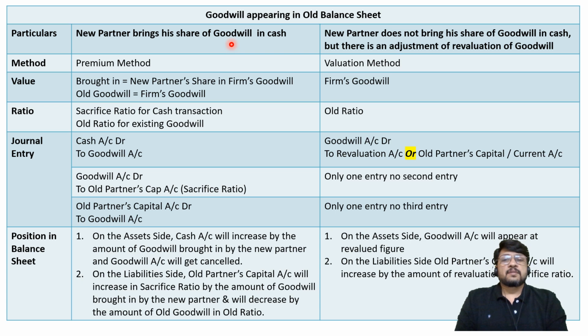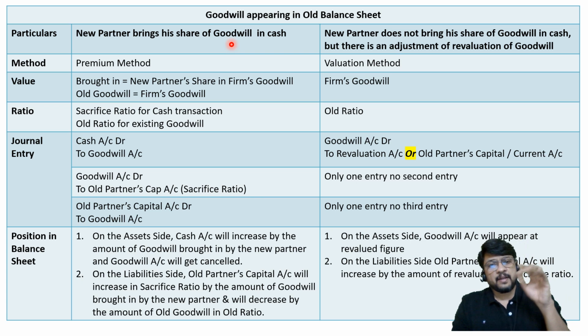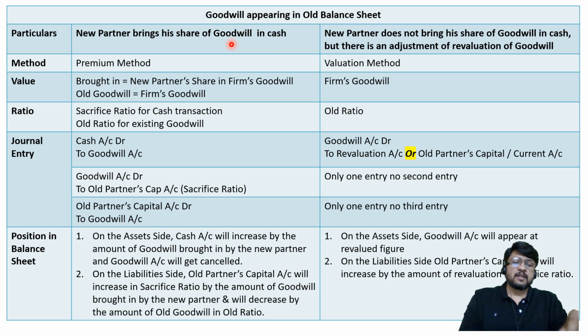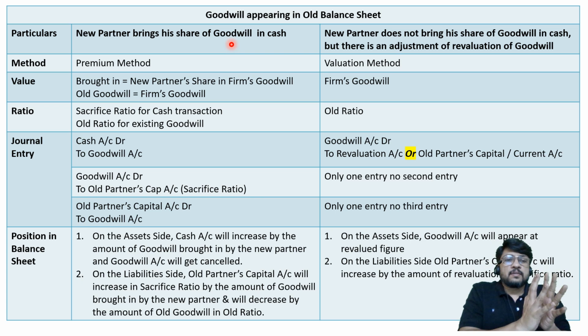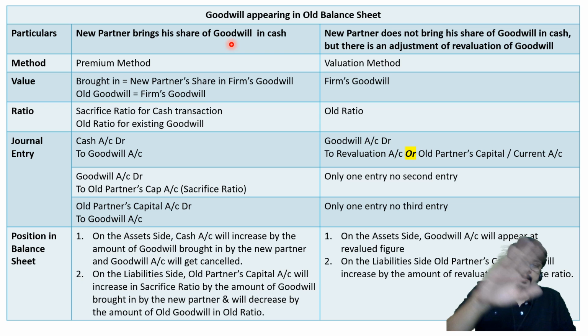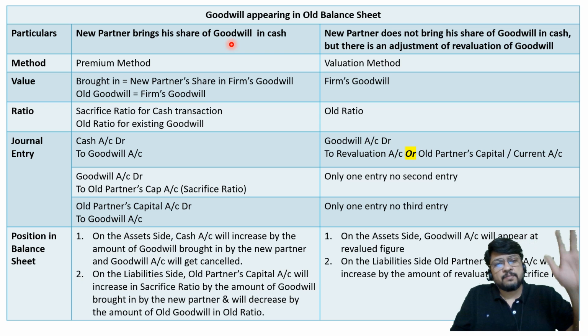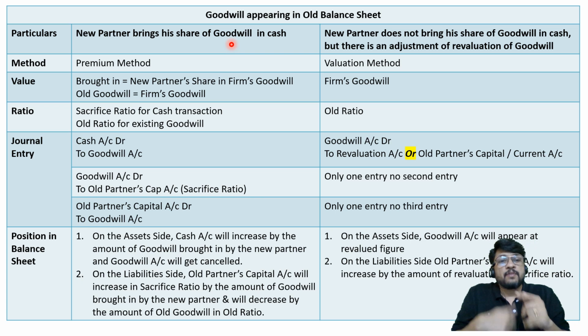Now the last case: goodwill is already appearing in the balance sheet and the new partner does not bring his share of goodwill in cash. If goodwill is already appearing in the balance sheet, that means there is some value. The new partner is not bringing his share of goodwill in cash. That means either it can be raised now or it can be raised and written off now. Some such adjustment may come, but the problem is telling us that neither is there an adjustment of raising nor of writing it off, but there is an adjustment of revaluation of goodwill.